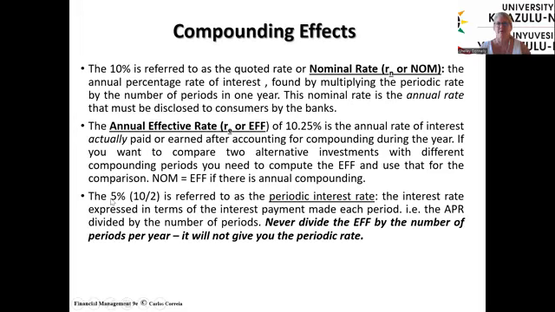Now, the 5% in the previous example, which we got by dividing 10 by 2 because interest was going to be compounded twice a year, that 5% is your periodic interest rate. So it was a 6-monthly rate in that example. And it's your quoted rate divided by the number of periods. Your nominal rate divided by the number of periods. Never divide your effective rate by the number of periods per year. That will not give you the periodic rate, and you can't use it. Okay. It's something very different.